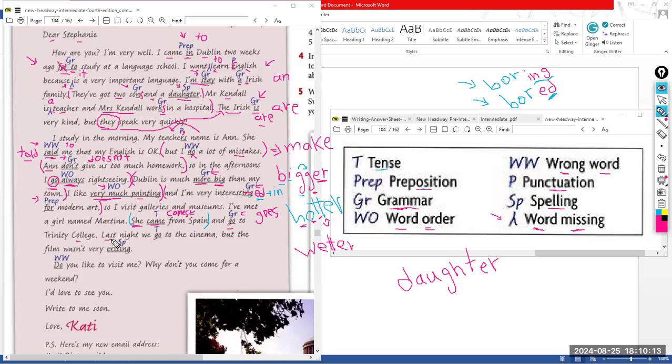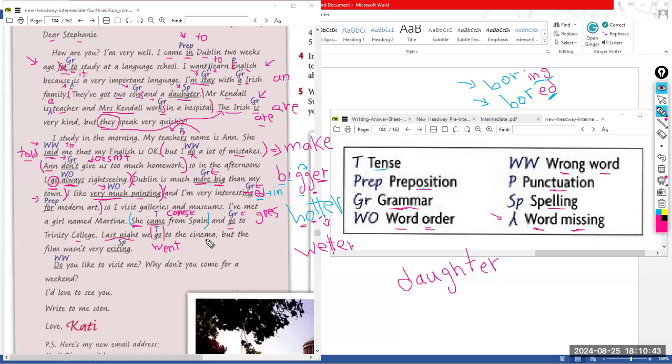Last night, here I'm talking about the simple past tense. We go. So notice here that we have a tense mistake. Can you correct the mistake? Exactly. So I have to say we went, not we go. So notice that I said last night, and because I'm talking about the simple past, I have to use the simple past tense, and the past of go is went.